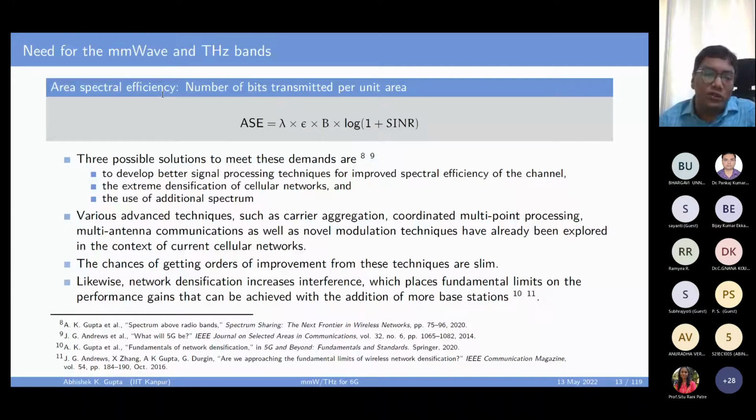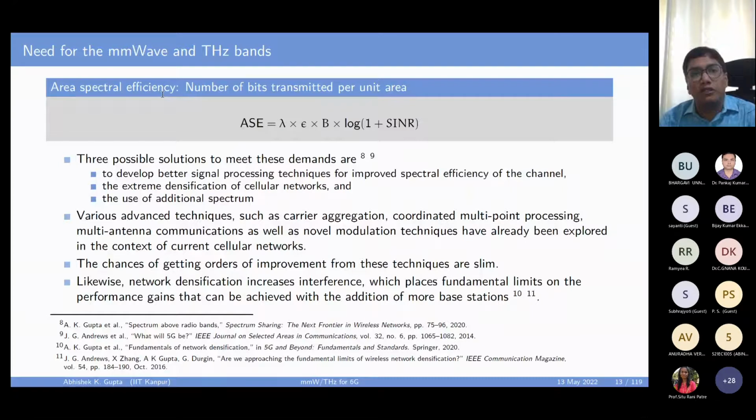Bandwidth is another approach, right? If we just stay in sub 6 gigahertz, we have limited bandwidth, which we have already used. Of course, we can improve some utilization, but that is not going to be much. Then you have spectral efficiency. People have worked significantly on different signal processing techniques and a variety of multiple access techniques to improve the spectral efficiency. And the last is lambda, which can be improved with extreme densification of the cell network. But we showed earlier that densification also has a limit.